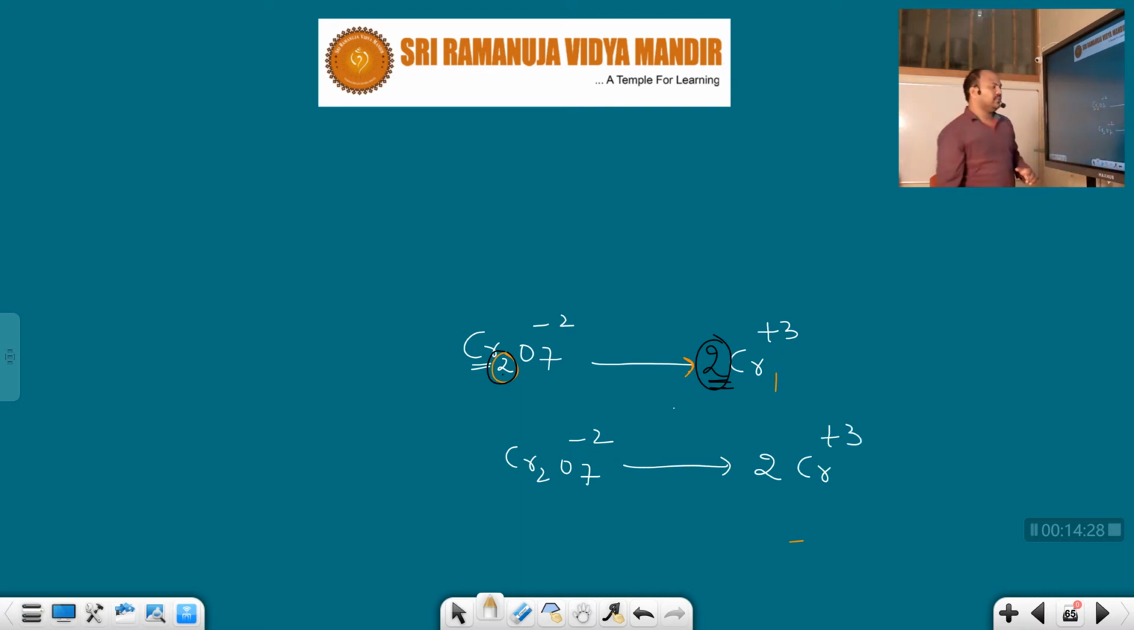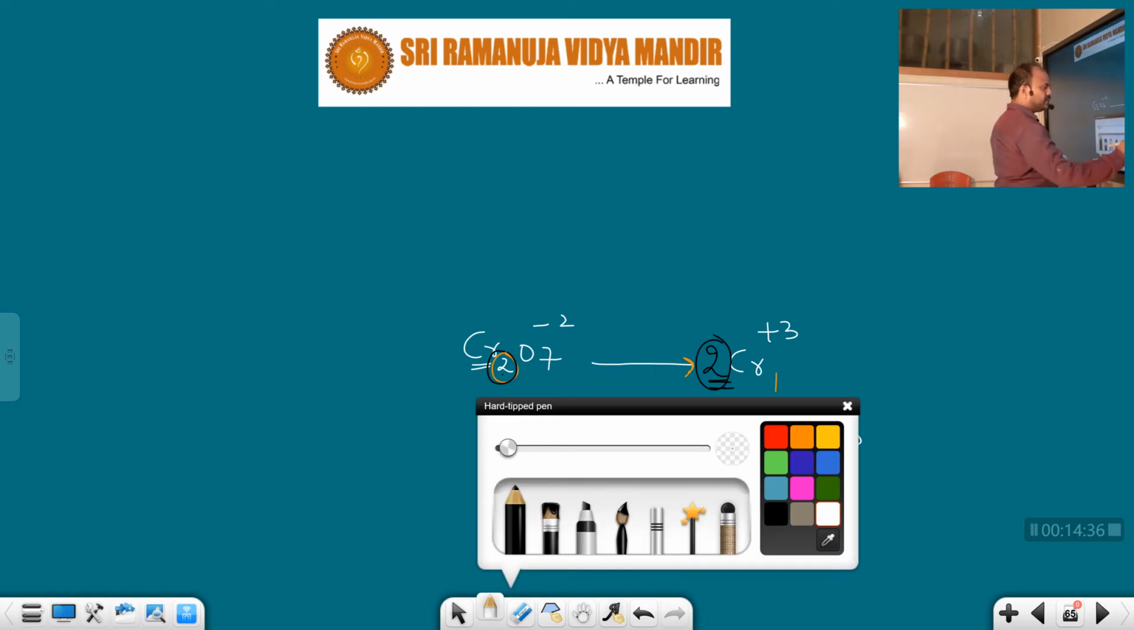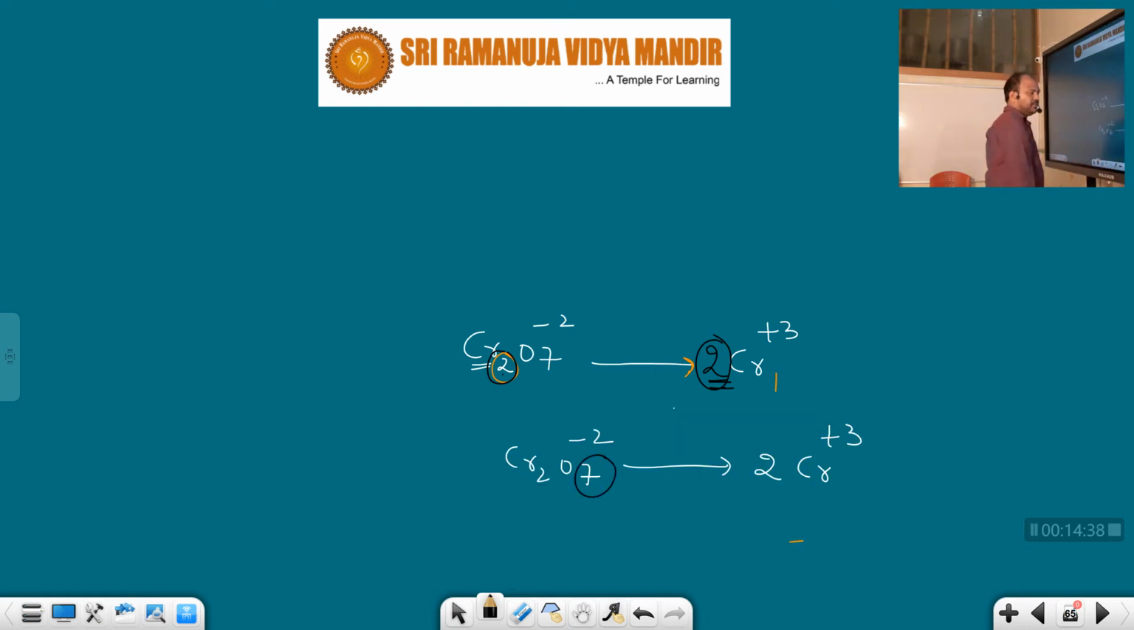Now we have to balance the oxygen and hydrogens. First of all you should think about oxygens. Here on the left hand side in the dichromate ion, how many oxygens are present? 7 oxygens are present. On the right hand side there are no oxygens. What I am saying is that where the oxygen deficiency is there, that side we add water molecules. Here 7 oxygens will be there, here there are no oxygens. So which side will the deficiency be?